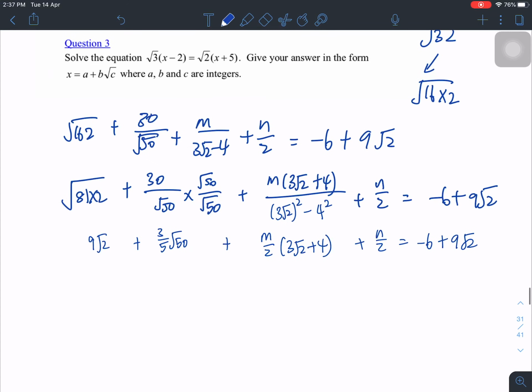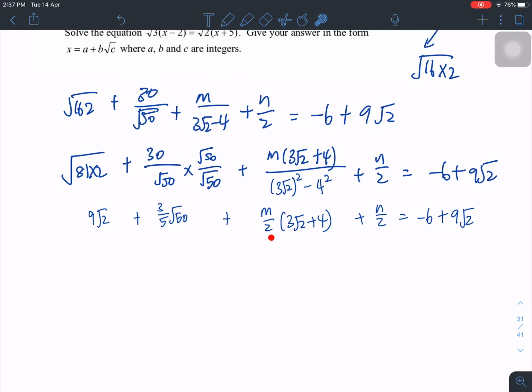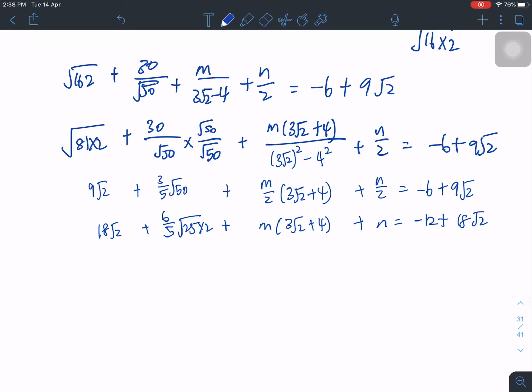So what I can do is simply multiply throughout by 2 if you wish, so that you can get rid of the 2. This would be 18 root 2 plus 6 over 5 square root 50. And we realize that 50 can be expressed as square root 25 times 2. So this one would be m 3 root 2 plus 4 plus n, and you have minus 12 plus 18 root 2. So this will turn out to be 5 root 2. The 5 and the 5 cancels out.